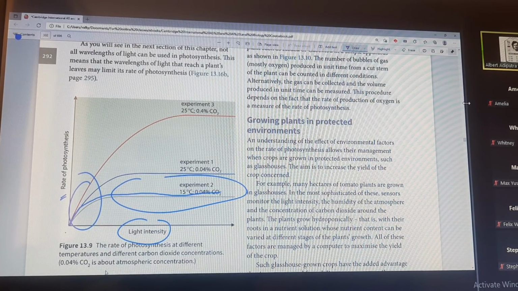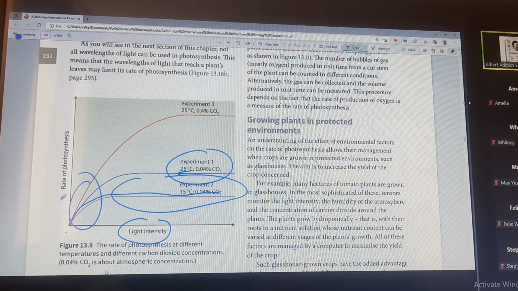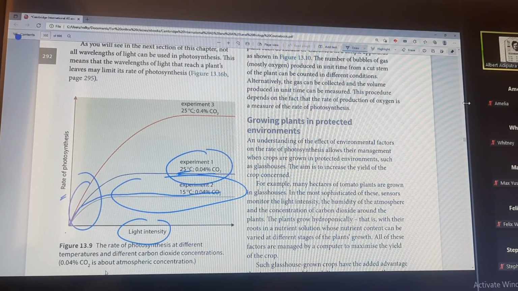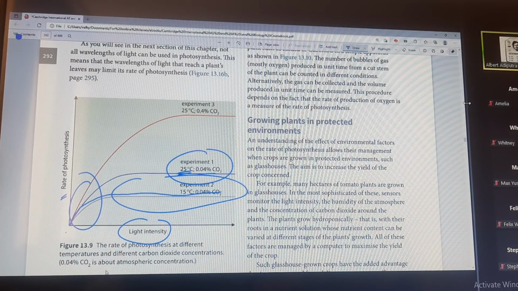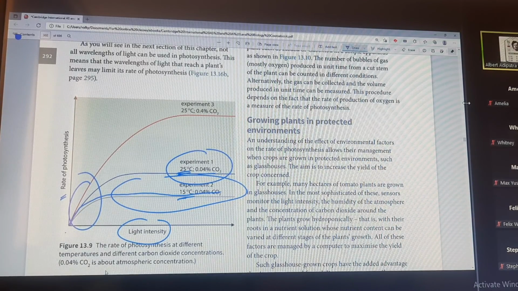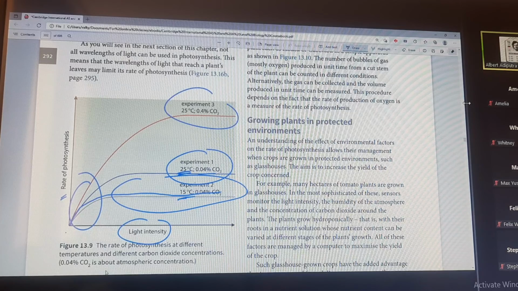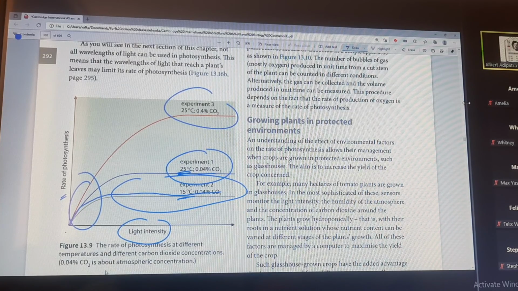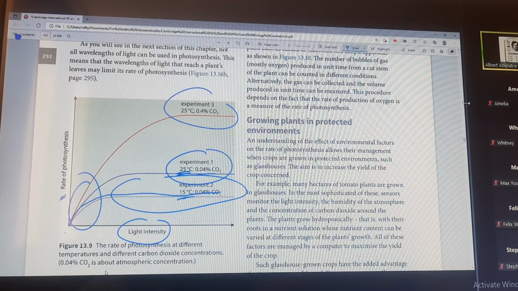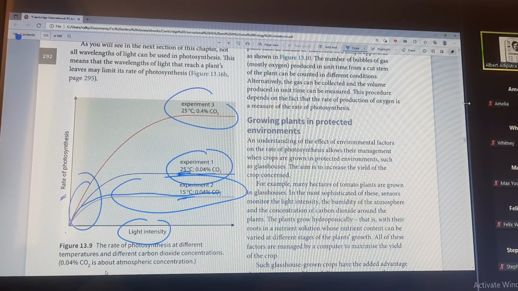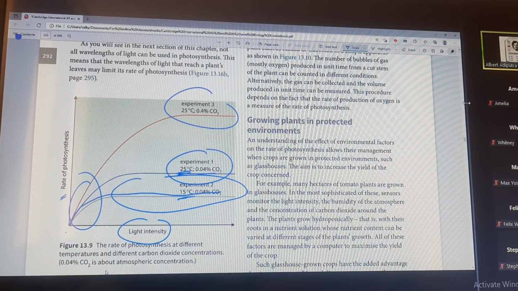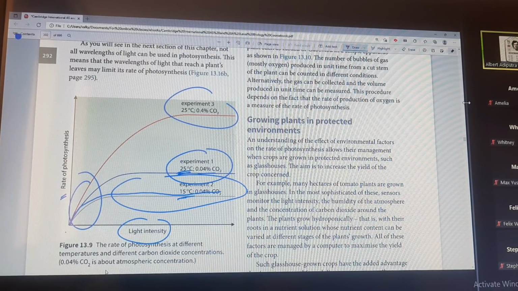Okay, in experiment 1, you are doing it at 25 degrees Celsius, and at this 0.04% of CO2, the normal concentration of CO2 in the atmosphere. In experiment 2, you are proving that here temperature is the limiting factor because now the plateau of rate of photosynthesis is lower than before. And then here you are proving that CO2 concentration is also a limiting factor, because now by increasing the concentration of CO2 by tenfold, you increase the plateau of rate of photosynthesis. Again, the same as before.